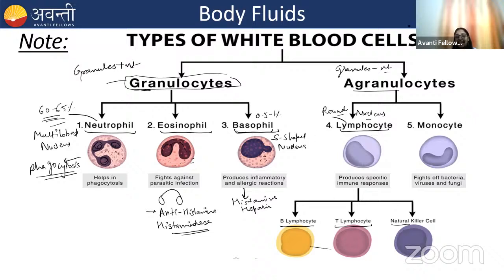Okay. Next is monocyte. Monocytes are large in size. They have a kidney-shaped, bean-shaped, or horseshoe-shaped nucleus. And they are phagocytotic in nature.